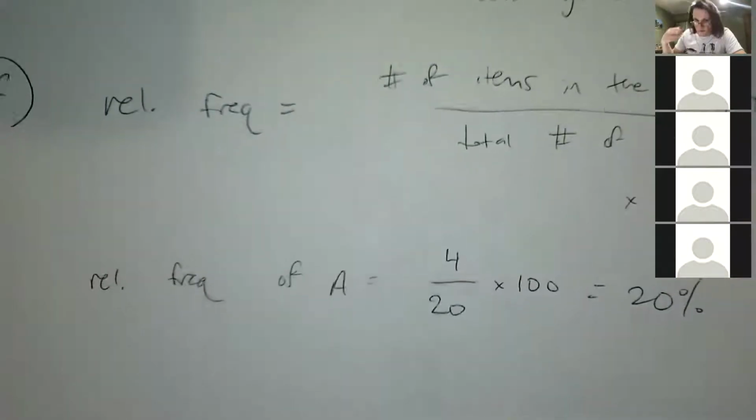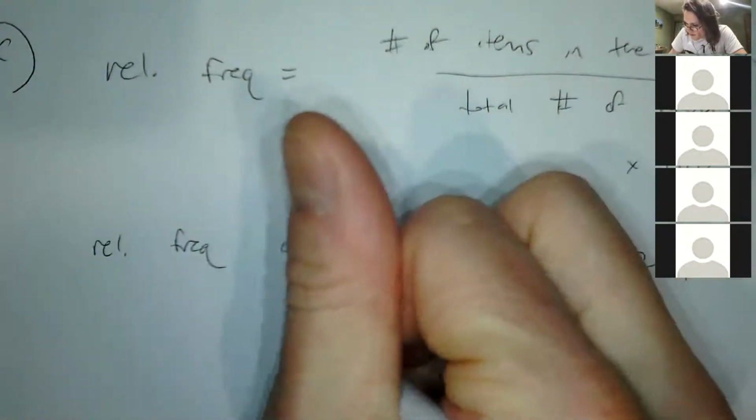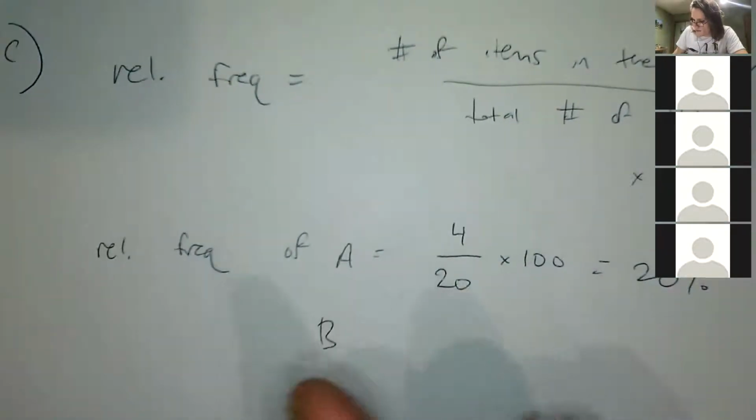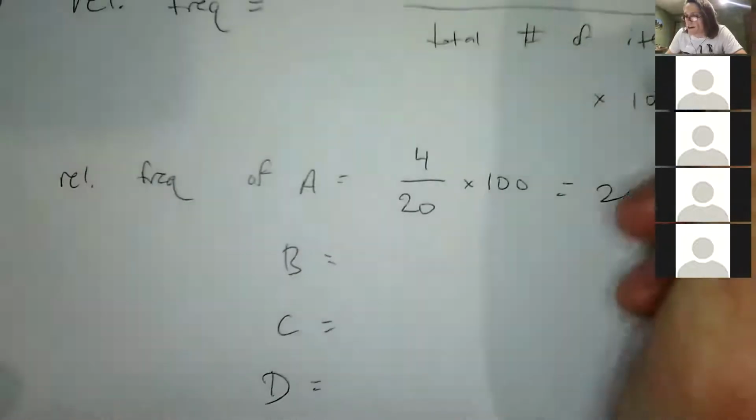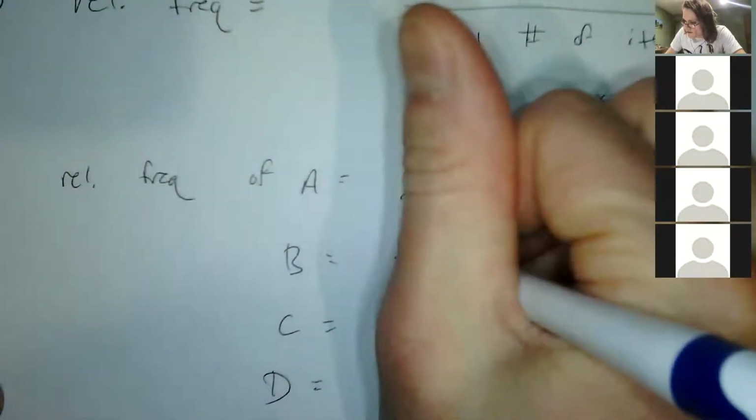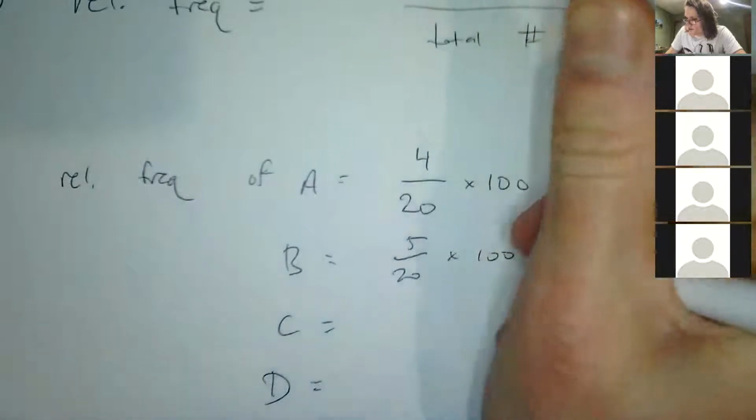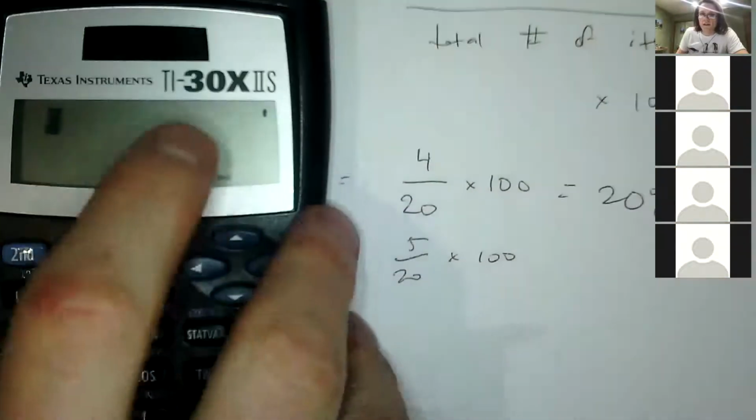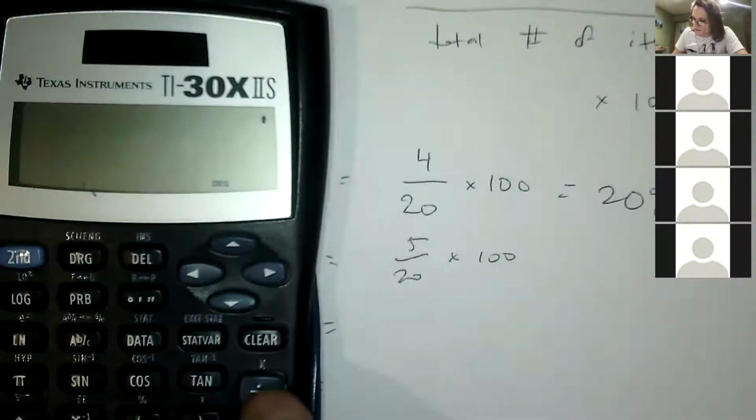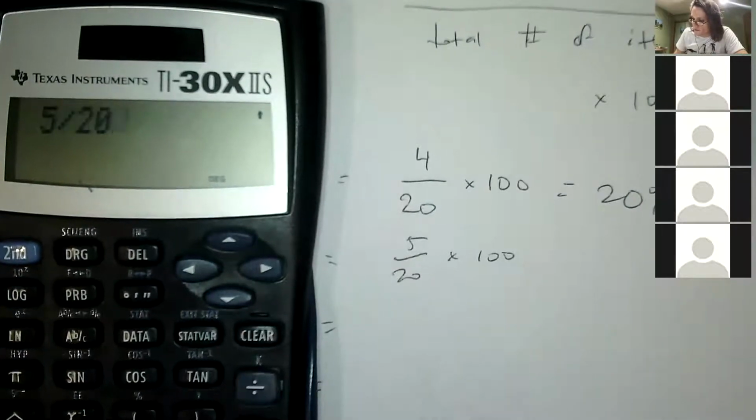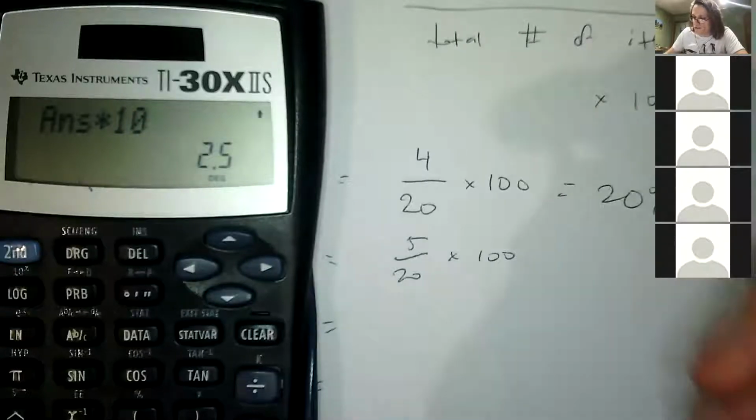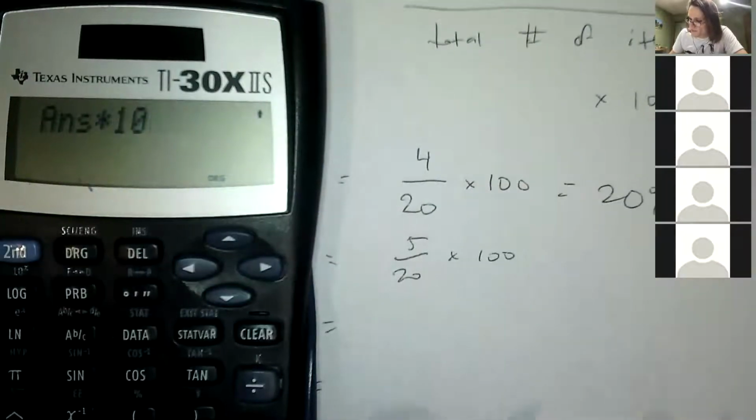And then you just keep going for all of them. If you do them all correctly, then in the end, they should all add up to 100% because they're all part of the same pie. For the B's, we had 5. So 5 over 20 times 100. Again, you can just use your calculator: 5 divided by 20, and then times 100. That's 25%.